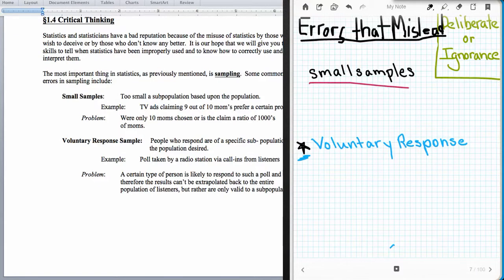And if they're getting their information from a call-in from a radio show that's on a very liberal or a very conservative station, then they're going to get information based upon the type of listeners, first of all, from the station, and then second of all, based upon the type of people that would actually call into a radio station, which may tend to be a little bit more extreme even for the type of listeners. So really, really be careful of these voluntary response samples when you hear about them.